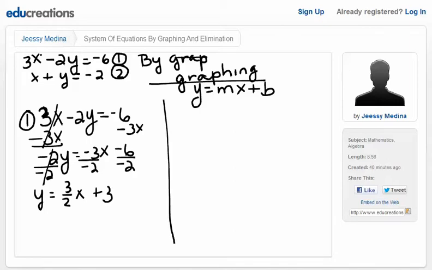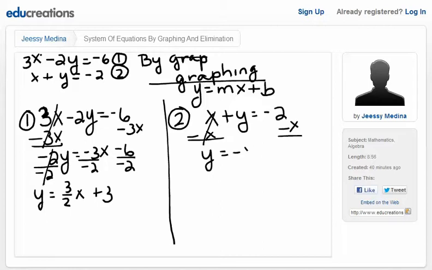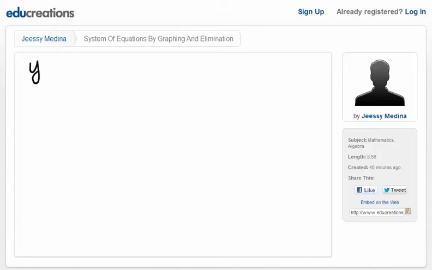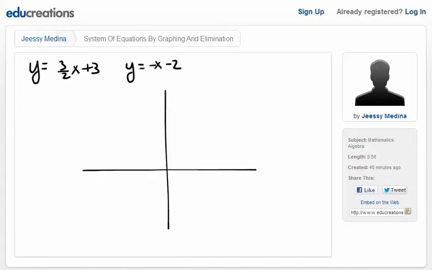And then we're also going to rearrange the second one. And the second one is x plus y equals negative 2. And we're solving for the y, so we're going to get rid of the x, minus x. And we have that y equals negative x minus 2. And so we're going to graph these two. Alright, so let me just rewrite the equations so that we have them. y equals 3 halves x plus 3 and y equals negative x minus 2. And so you build your x and y axis. And over here your slope is 3 over 2.